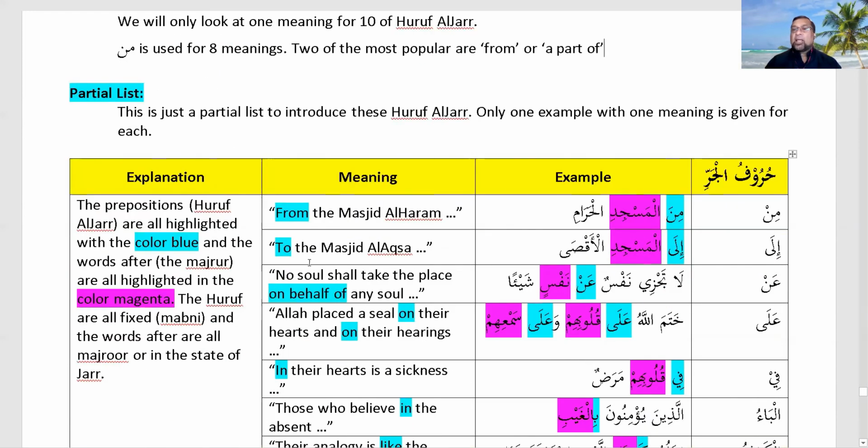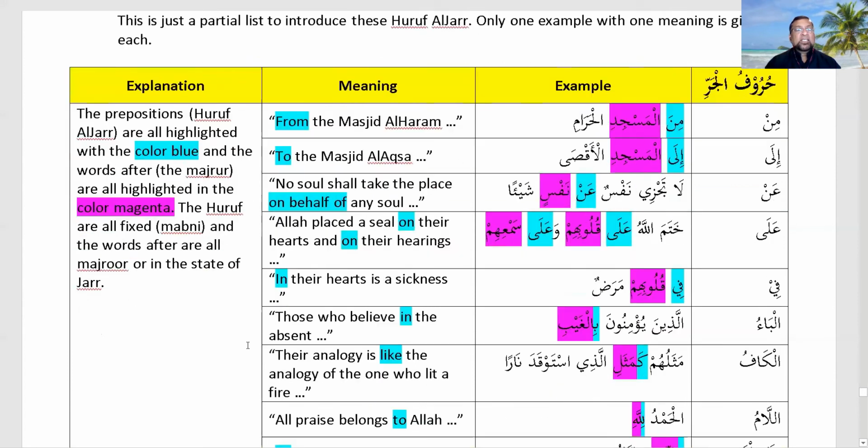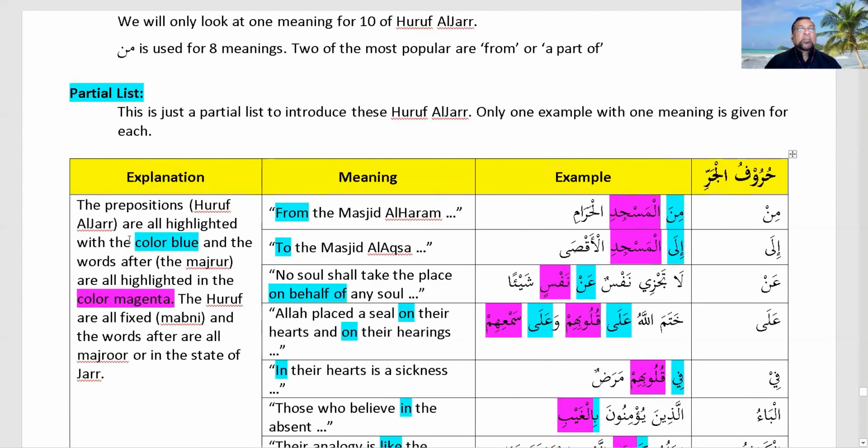So I have here a chart with 4 columns. The rightmost, Huruf AlJarr or Harf AlJarr, the preposition. I have an example in the second column from the right. Then the meaning of the ayah or part of the ayah. And then I did just a general explanation here. I said the prepositions, Huruf AlJarr, are all highlighted with the color blue. And the words after, that is the majroor, are all highlighted in the color magenta.